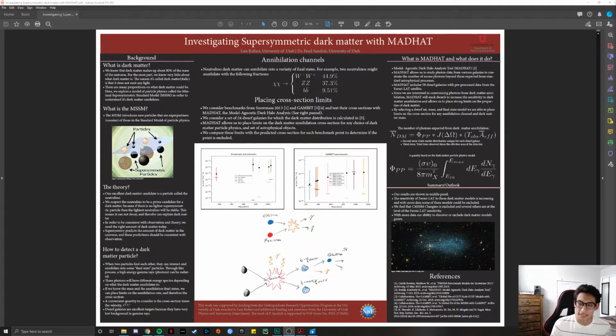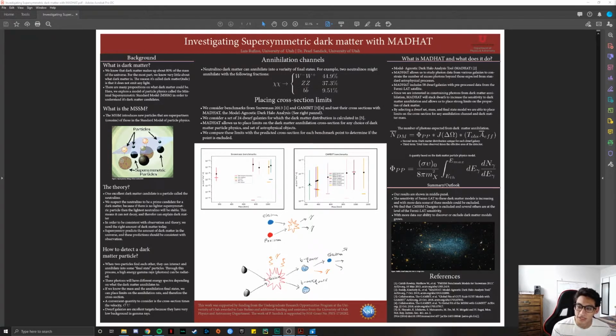Now, the best place to detect these dark matter particles is through dwarf satellite galaxies because of their incredibly low background in photons. Now, neutralino dark matter doesn't just annihilate into one type of final state particle. It can annihilate into a variety of final states. For example, two neutralinos might annihilate with the following: 44.9% into W's, 37.3% into Z's, and 9.51% into B B-bar. Now, these particles are particles in the standard model. They are not particles of the supersymmetric standard model.